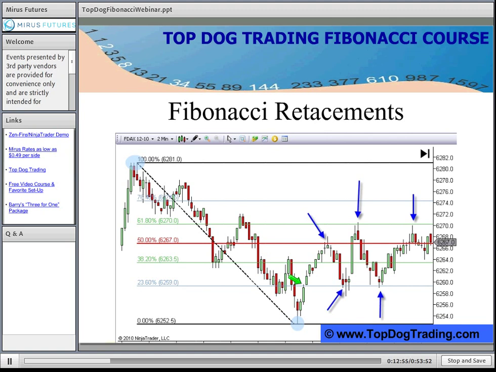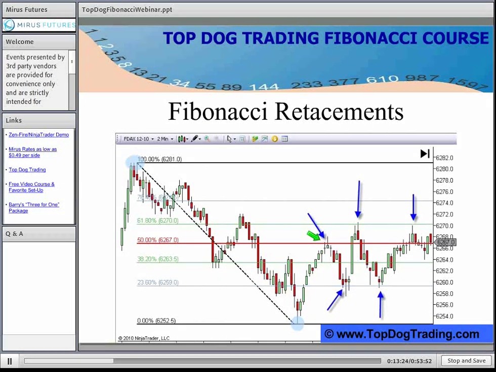Now, one thing I want to point out here, just as a side note: look, here the market goes to 23.6. And what does it do? Does it stop there? Does that provide resistance? No, it doesn't. Market goes to 38.2. Does that provide resistance? Does the market stop there? No, it doesn't. Here it comes to 50%. Does that provide resistance? Yeah, that one does.